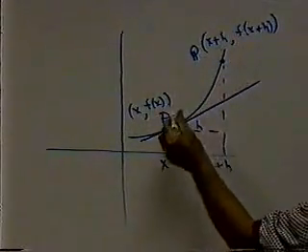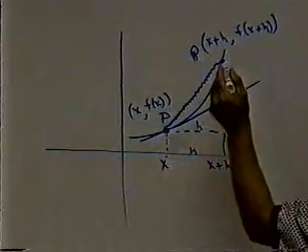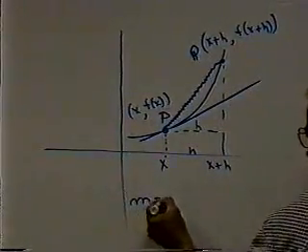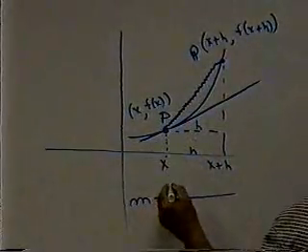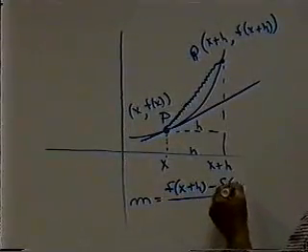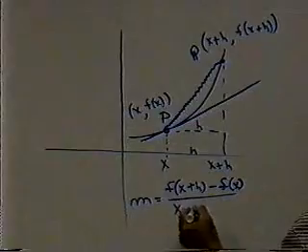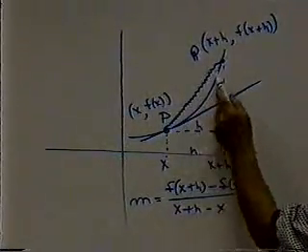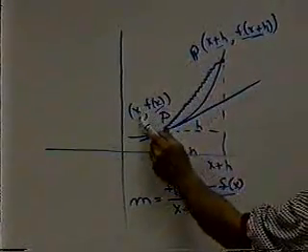So what is the slope of this line that connects those 2 points? The slope, then, would be the y minus the y. Well, that's f of x plus h minus f of x. And then it would be x plus h minus x. The slope of this line would be the y minus the y over the x minus the x.